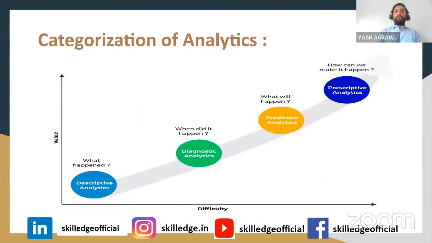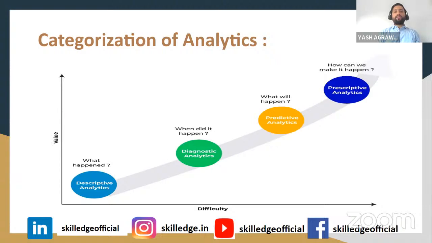Now analytics is categorized into 4 different parts. First comes the descriptive part. Here we can see a very good distribution over the difficulty level and the value proposition for each of these analytics parts. Descriptive analytics comes first, which is one of the simplest parts, and it provides the least value among the 4.